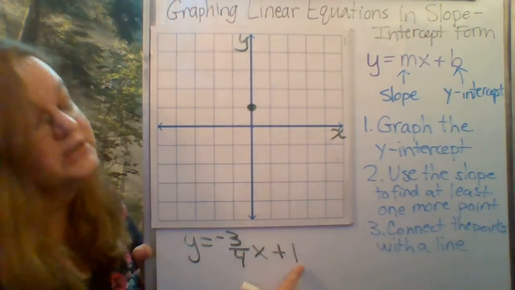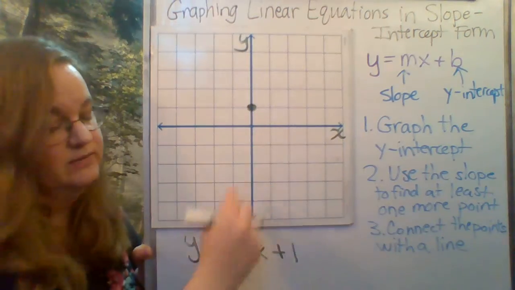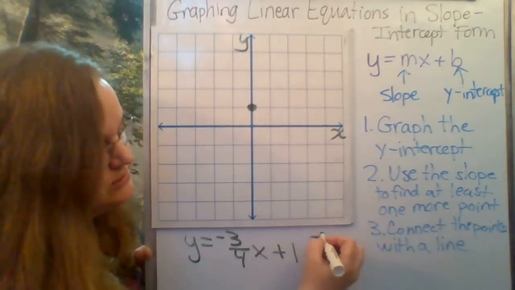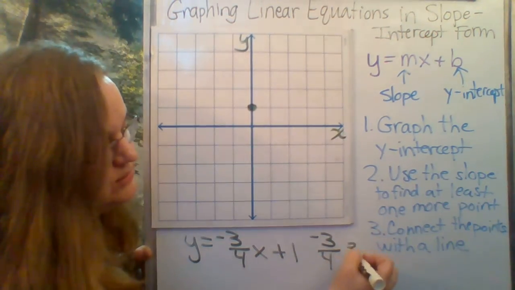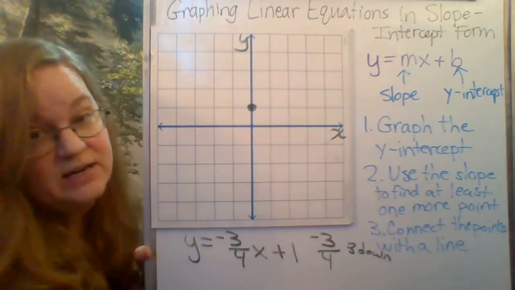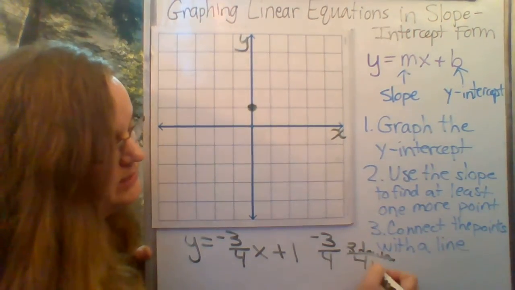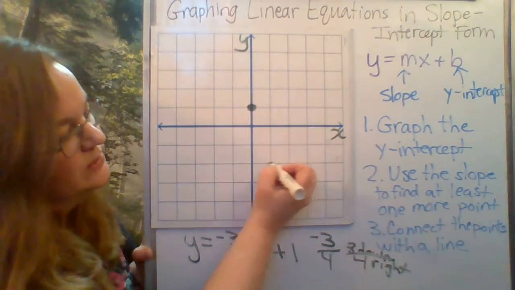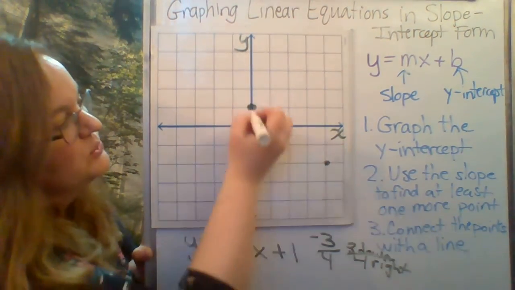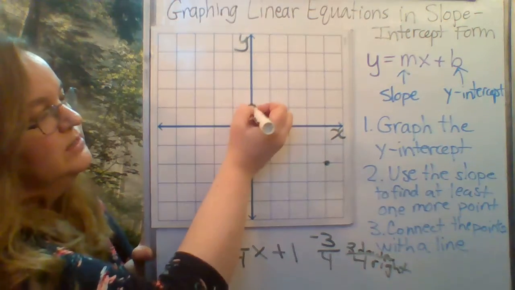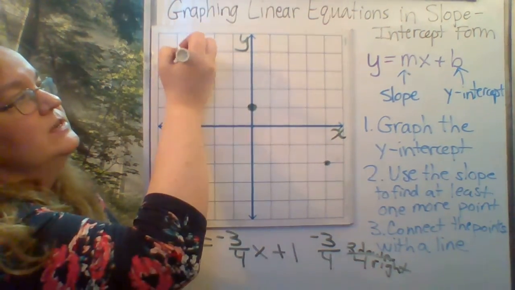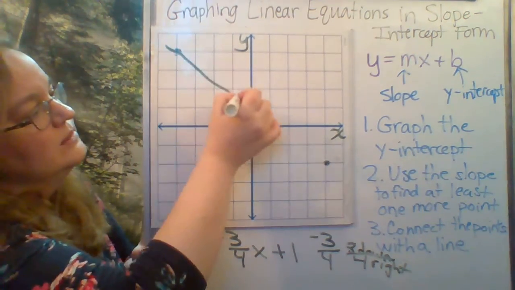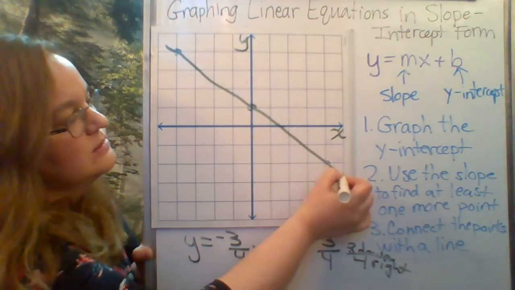So I've got a plus 1. If it was a -1, it would be negative, and I'd go down there. My slope is -3/4. So -3/4 means 3 down, because it's negative, and 4 to the right. So 3 down and 4 to the right. I can't do any more this way, so let's follow that pattern and go 4 back and 3 this way. Okay, so they're in line. That looks right. And then I'm going to connect the dots.